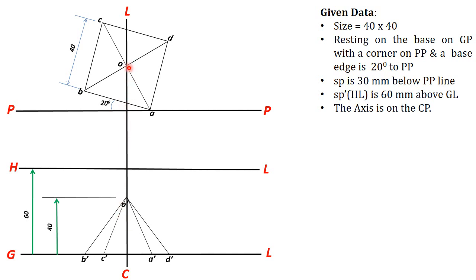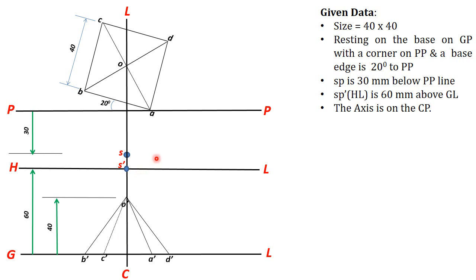Okay, exactly the point O. O and O dash is on the center line. Now just mark the station points top view and front view. Station points top view is 30 mm in front of PP, so it will be 30 mm below the PP line. Okay, then mark the station points front view. There is a meeting point of horizon line and center line.